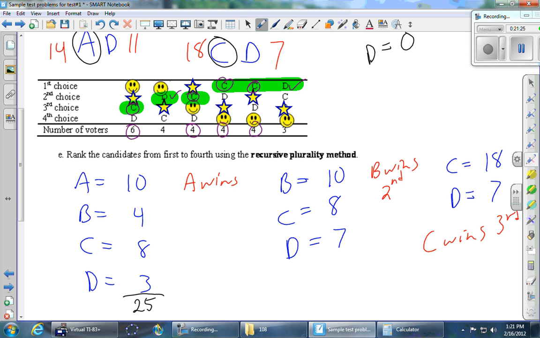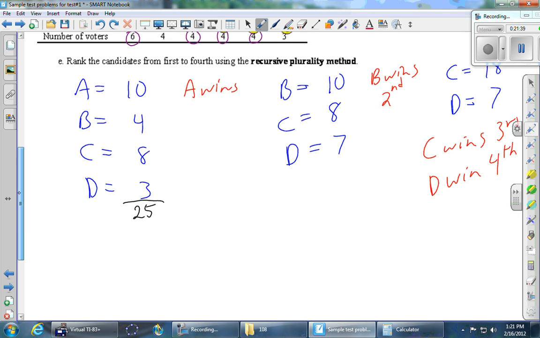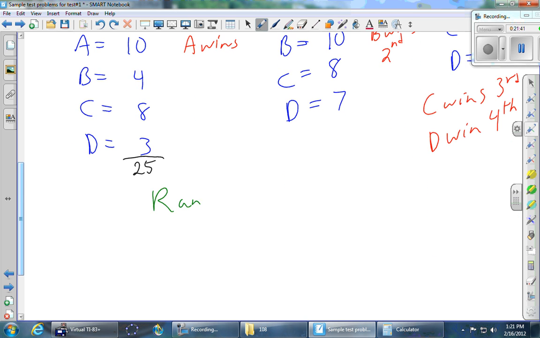And then I guess technically if we do one last elimination, we'll see that D has all the votes by virtue of being the only candidate left. D wins fourth. So the final ranking here: A was first, B was second, C was third, and D was last.